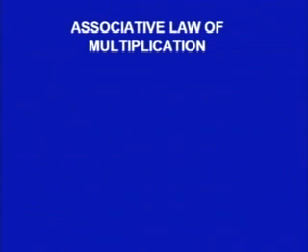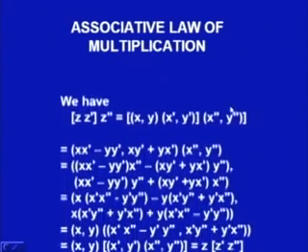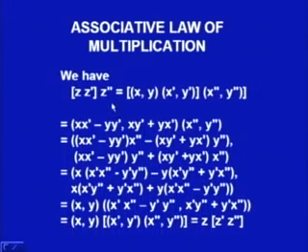We shall now take the associative law of multiplication. If we have three numbers z, z dash and z double dash, so if we make the product of z and z dash first, that is x comma y, that is x plus i y, and x dash comma y dash, that is x dash plus i y dash, and into the third number, that is x double dash comma y double dash, that is x double dash plus i y double dash.